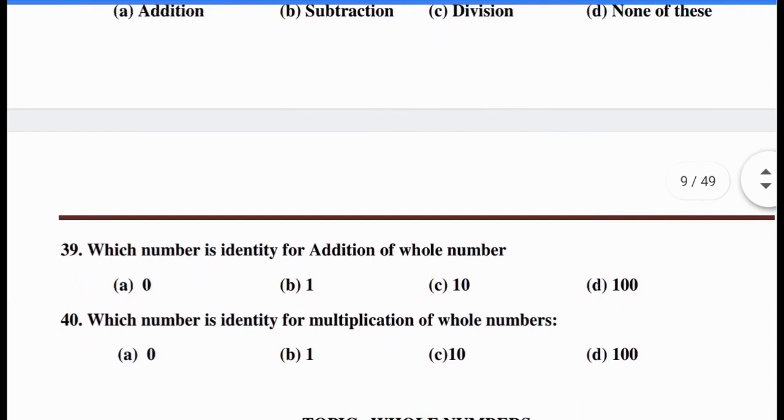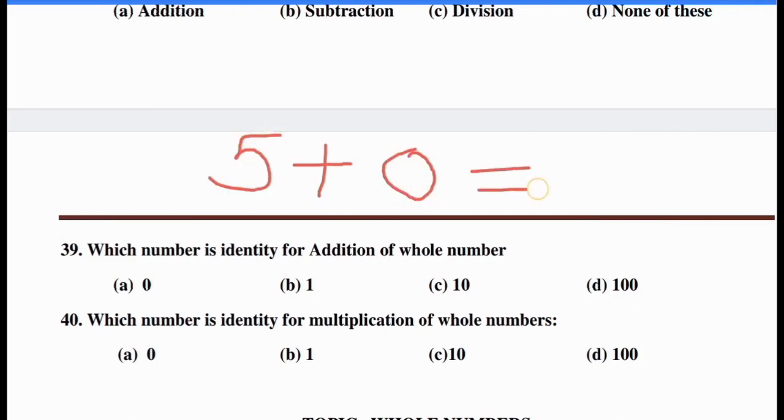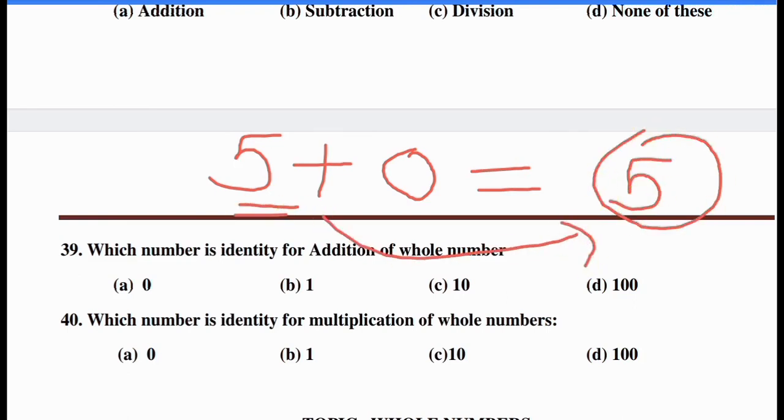Question number 39. Which number is identity for addition of whole numbers? That means if I add one number to this 0, then I get that number only, right? So the 0 is identity element for addition. It does not make any changes to the given number, right? So your answer is 0.